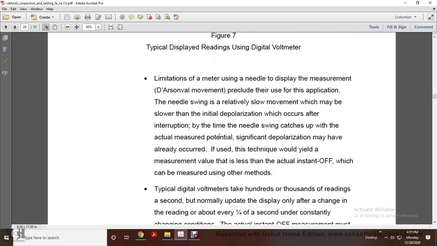A limitation of the analog meter is the needle display for the measurement. The needle swing has a relatively slow movement, which may be slower than the initial depolarization that occurs after the interruption time. When the needle catches up with the actual measure of potential, significant depolarization may have already occurred. Using this technique yields a measurement value that is not the actual instant off value.